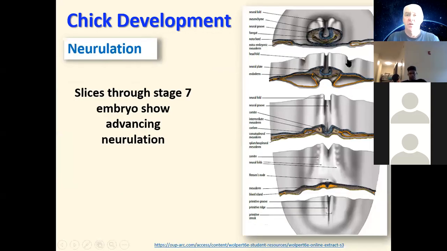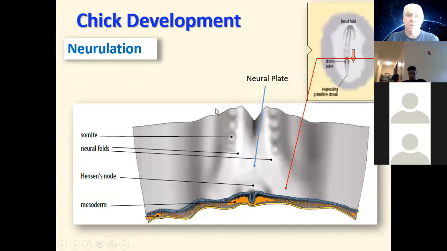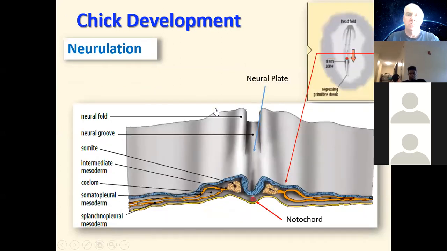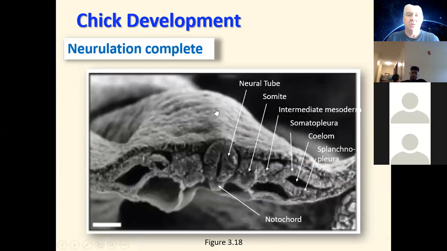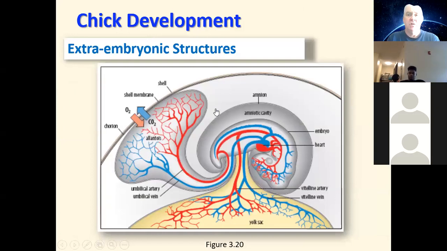Okay, and then neural folds, neural tube closing up. 1, 2, 3, and then it's totally closed. Okay. So other than that, we've got our extra embryonic structures that are also important, very important in both avian and mammalian development.